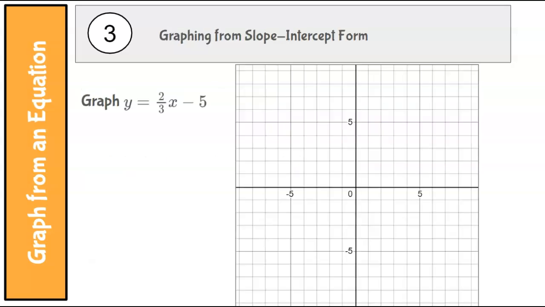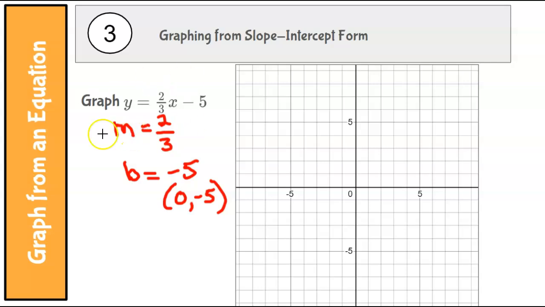So let's graph y = 2/3 x − 5. First, I recognize that this is in slope-intercept form, and that the m is 2/3, that's my slope, and the b is −5, that's the y-intercept. So that represents the point (0, −5).